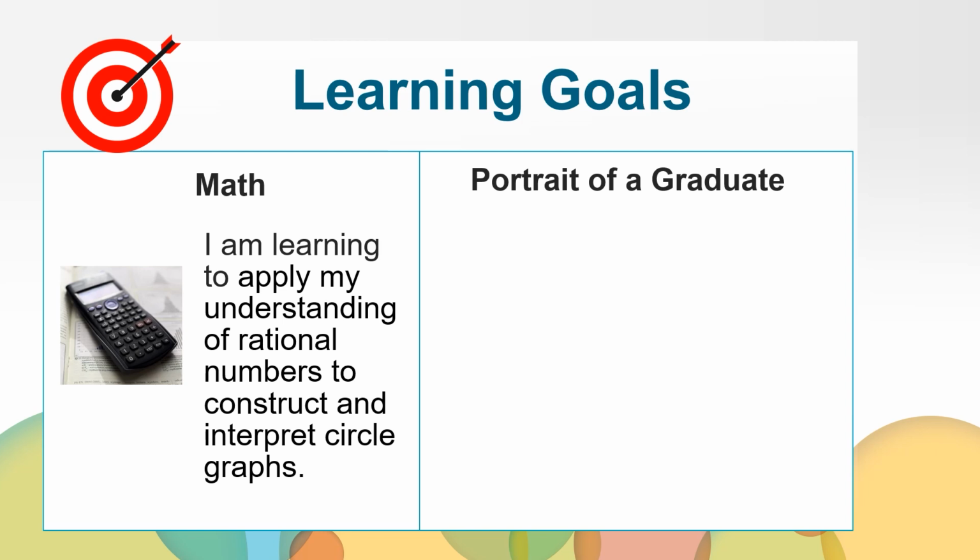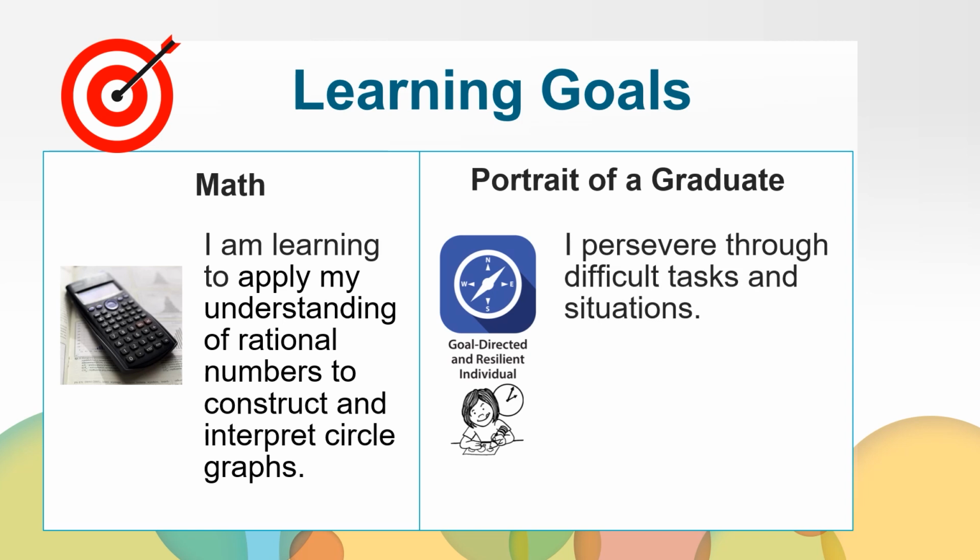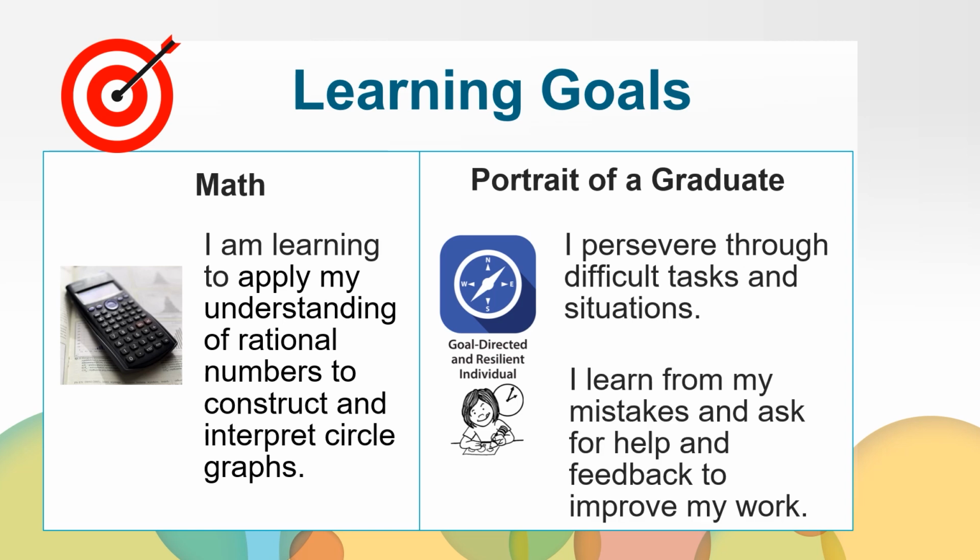Mathematicians are persistent, so our portrait of a graduate goals will continue to focus on being goal-directed and resilient. We want to keep working on these skills in and out of school until they eventually become a habit of mind. The first is, I persevere through difficult tasks and situations. You keep trying and don't give up, even when you get stuck. The second is, I learn from my mistakes and ask for help and feedback to improve my work. You know that we can learn a lot from our mistakes, and you aren't afraid to ask for help or feedback along the way.